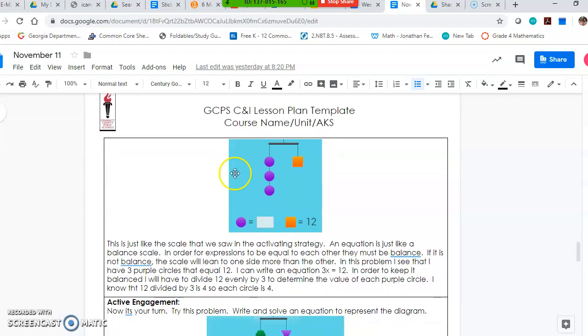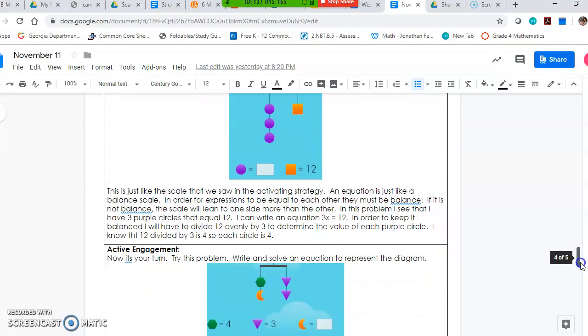For this one, I have 3 purple circles and 1 orange rectangle or square. The square is 12. The circles are my unknown. I needed to write an equation to represent this. So my equation will be 3 unknowns, or 3x equals 12. Then they can go through and try to solve that. Each circle represents a 4.